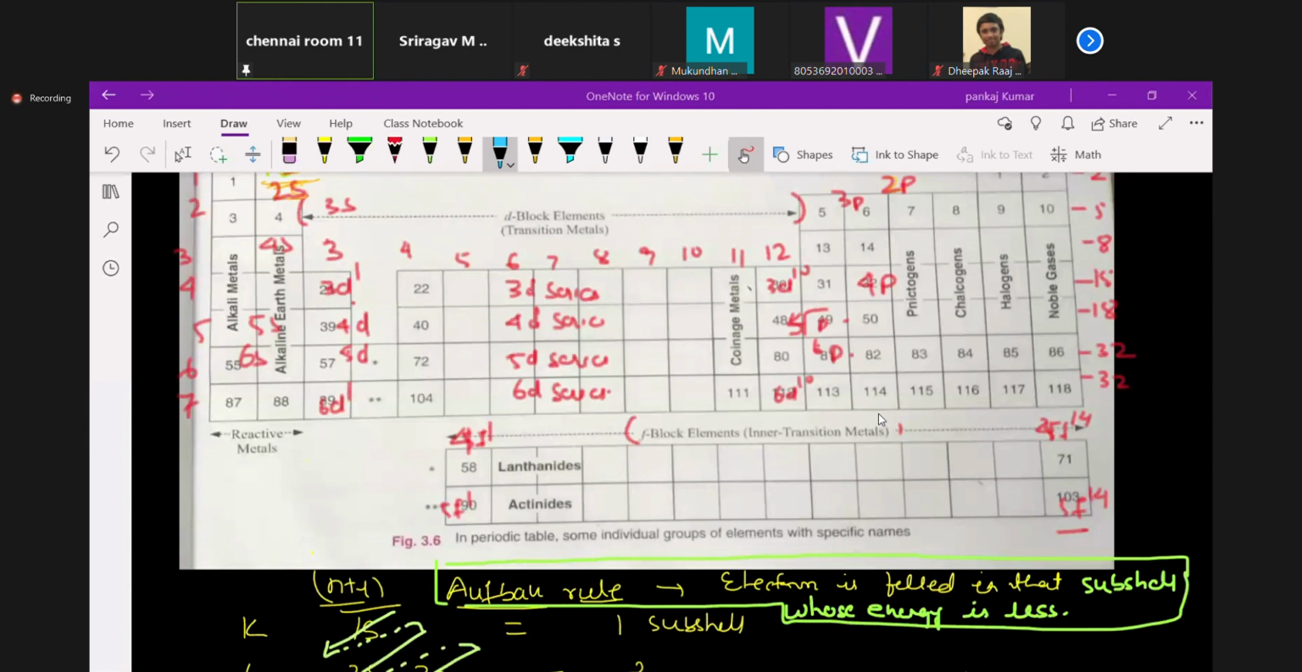Yes, sir. I think there are some properties of the group wise elements also. So let me tell you some properties of the group wise elements.